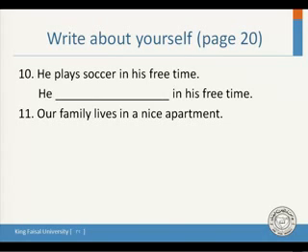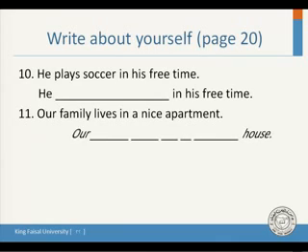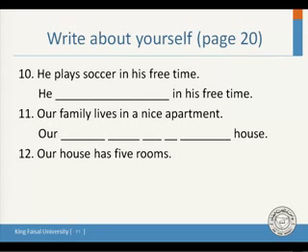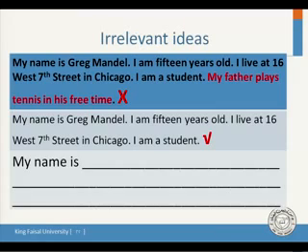11. Our family lives in a nice apartment. Where does your family live? In a house, in an apartment, a nice house, a big house, a small house, a comfortable house, etc. Our house has 5 rooms. How many rooms does your house have? Our house has 3 rooms, 5 rooms, 10 rooms, etc.